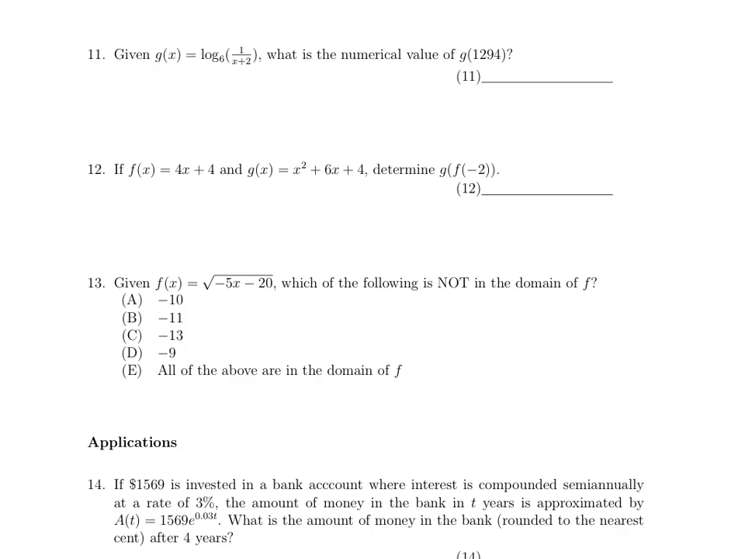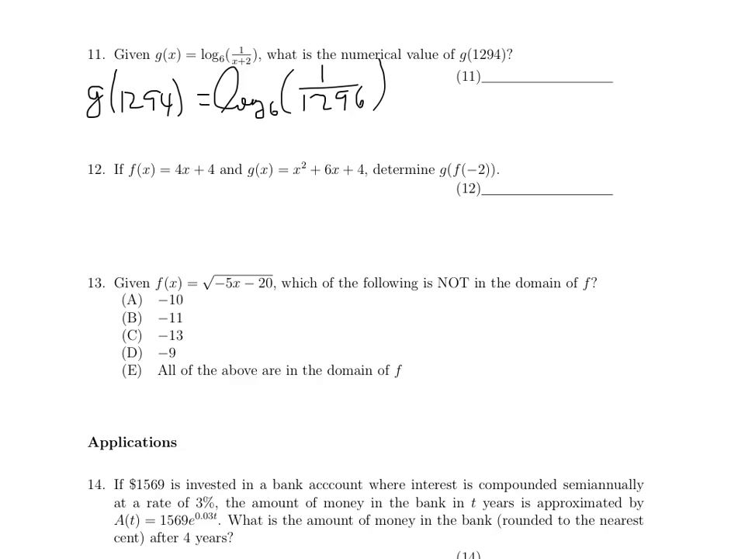But if you suspect that the answer is an exact nice number, which this probably is because it's asking for a numerical value and it's not saying round it off to 3 decimal places, then it might be easier than that. So let's just see what we would get. So g of 1294 is the log base 6 of 1 over 1296.